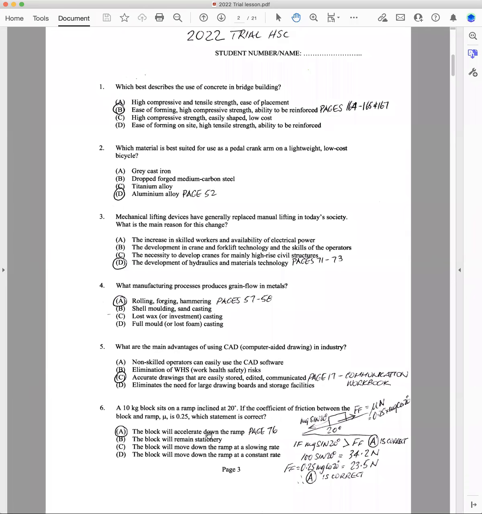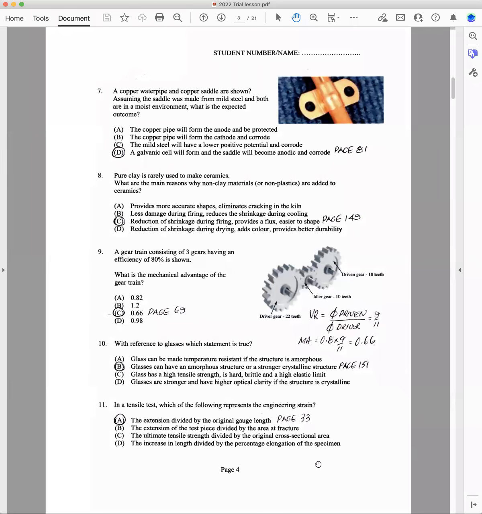So A is correct if mg sine theta is greater than the force of friction, worked out here. So mg sine theta is 34.2 newtons, force of friction is 23.5, therefore A is correct. Question 7, a copper water pipe and copper saddle shown.